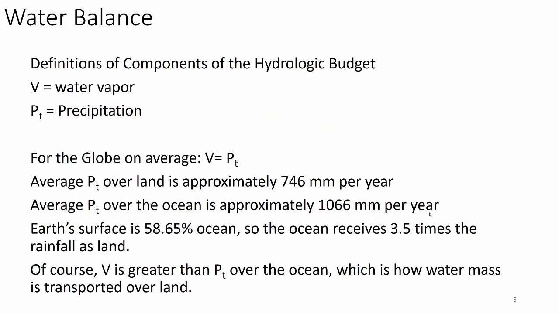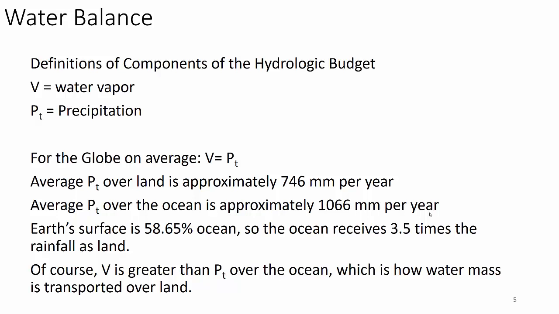The components of the hydrologic budget: V equals water vapor in terms of mass. P sub T equals precipitation. So for the globe, on average, the amount of water volatilizing into the atmosphere as water vapor equals the amount of precipitation on some time scale like annually on average. So the average PT over land is about 746 millimeters per year. The average precipitation over the ocean is quite a bit larger than that, 1,066 millimeters per year.